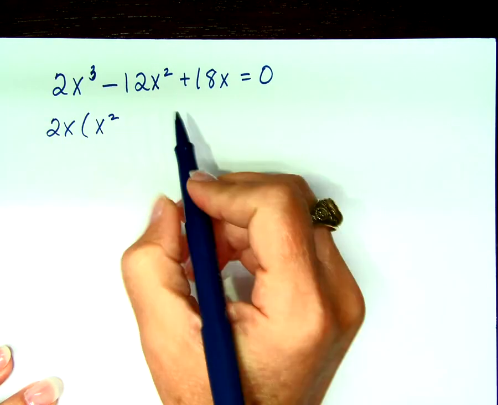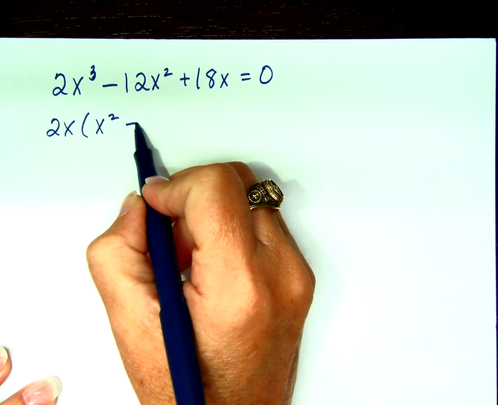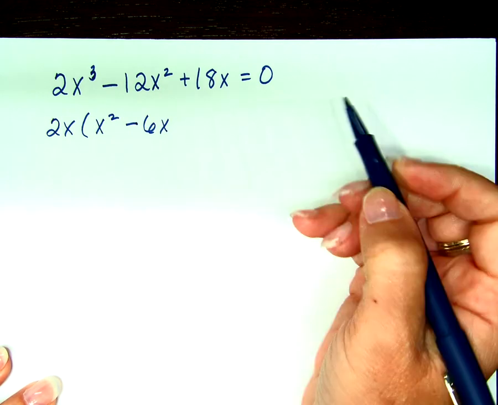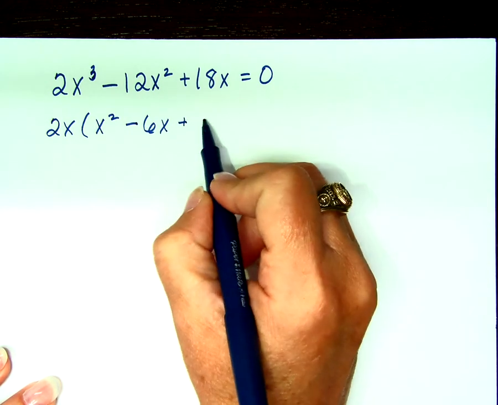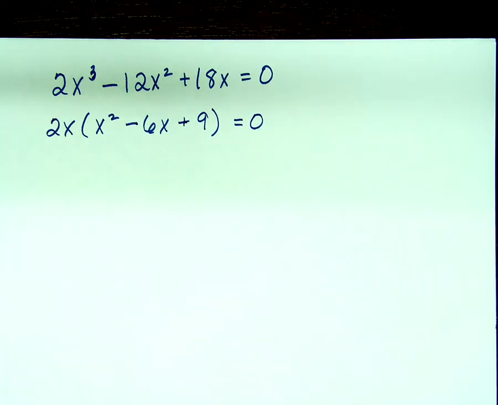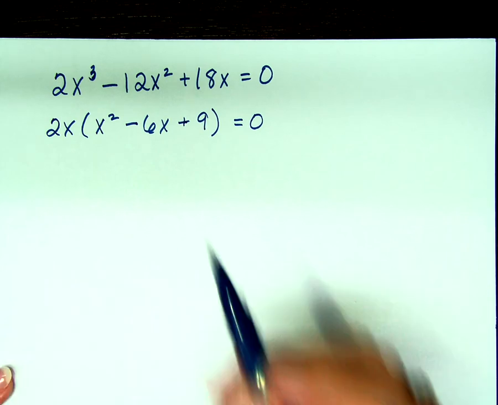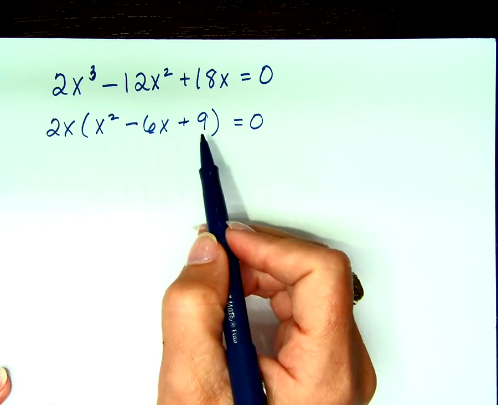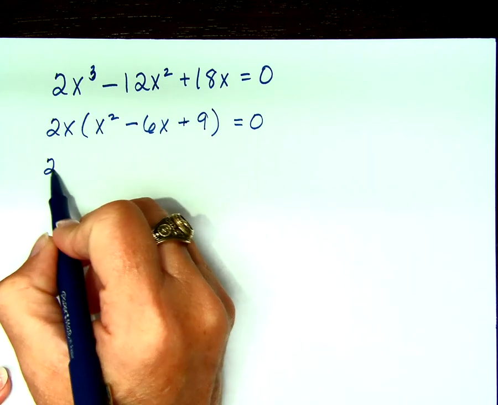X squared minus 6x plus 9. Any of that look familiar based on what we've been doing the last couple days? Which part? Everything except the... Especially the trinomial, right? What could we do with the trinomial?